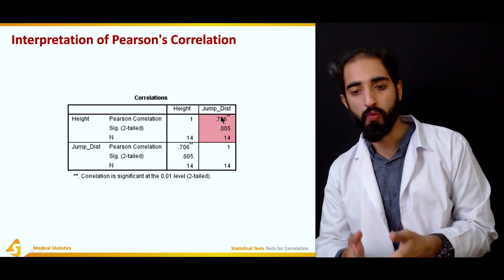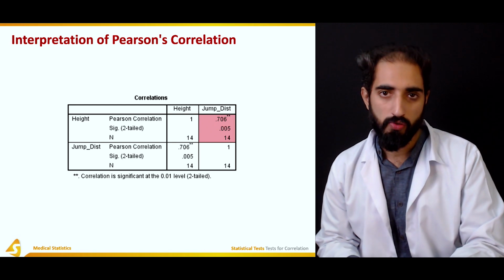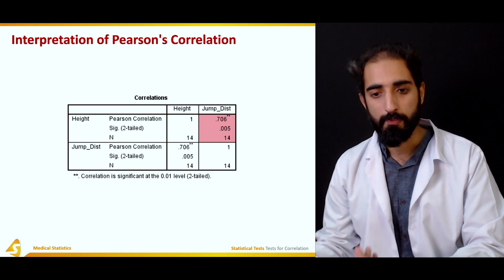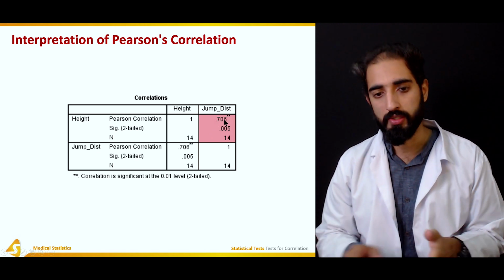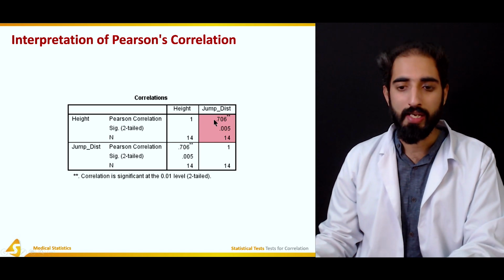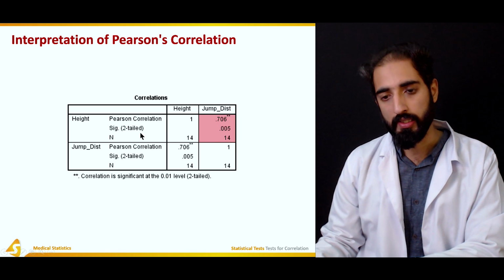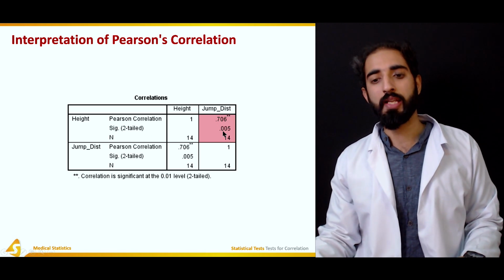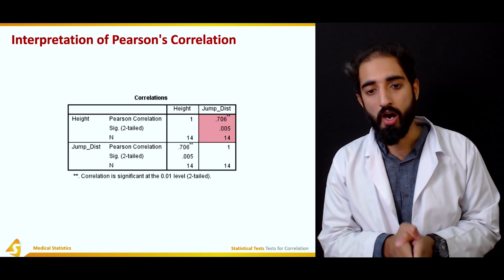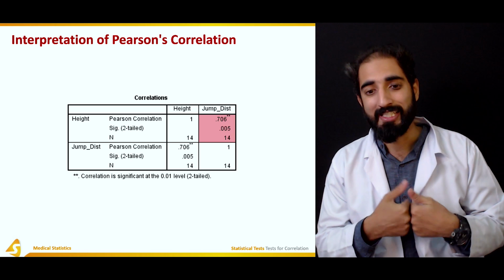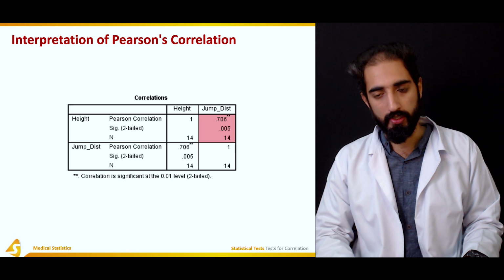If it is close to 1, which means that there is a strong association. And if it is in plus, here it is in plus, so it means there is a positive association. If one is increasing, the other is also increasing. If it was in minus, then it would mean that there's a negative association. Moreover, if you look at the significance, which is the p-value, it is less than 0.05, which means height and jump distance are strongly and significantly positively correlated with each other. That's how you would interpret it.